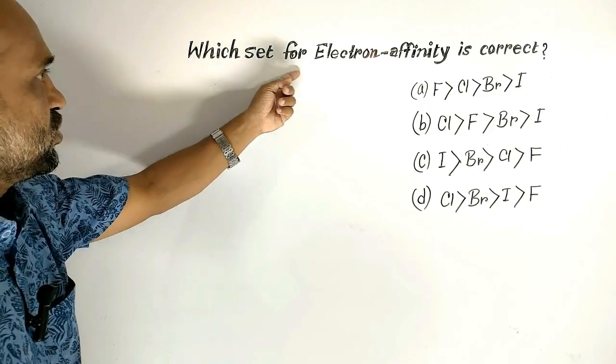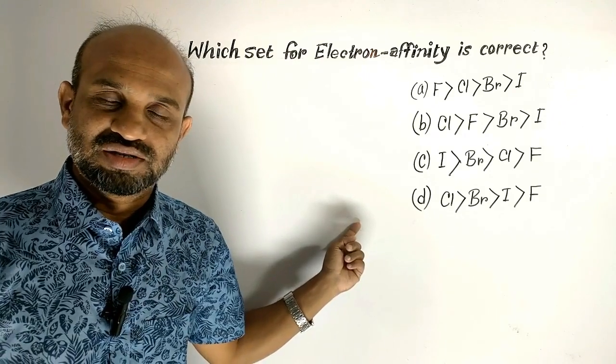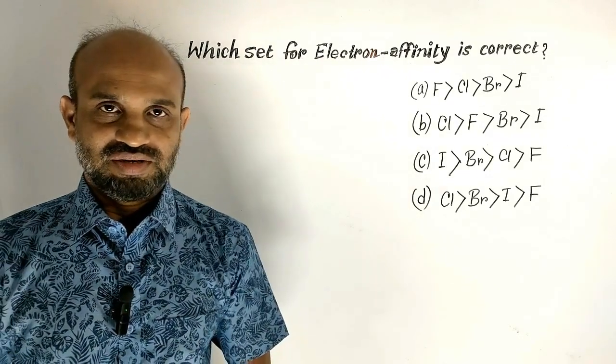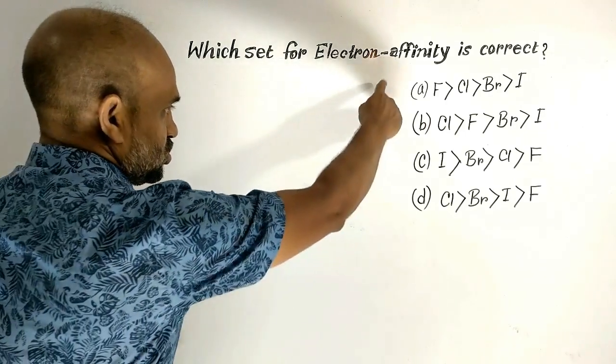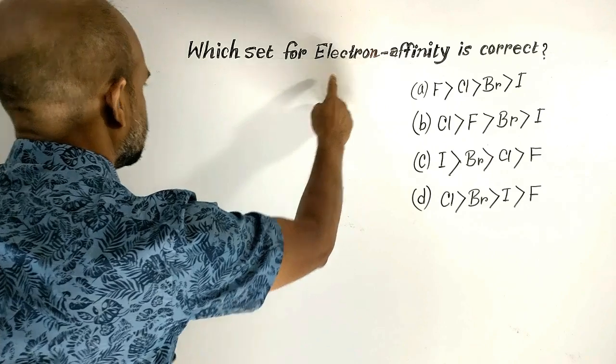Which set for electron affinity is correct? Which one of the following sets for electron affinity is correct? Let us see the matter.